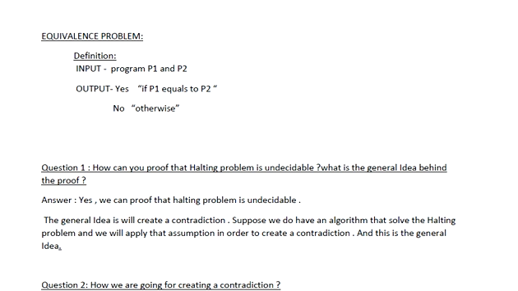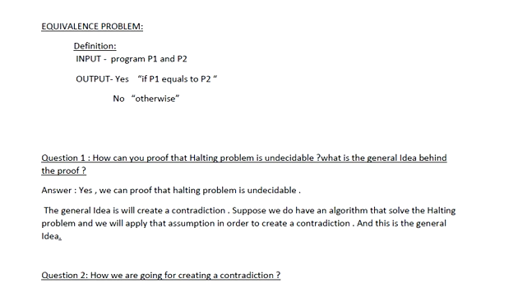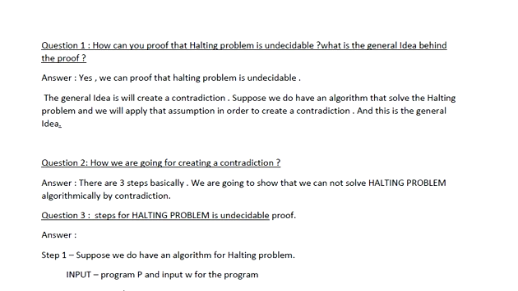Suppose we do have an algorithm that can solve the halting problem, and then we apply that assumption in order to create a contradiction. This is the general idea. By contradiction, we can prove that the halting problem is undecidable. Question number 2: how are we going to create the contradiction?